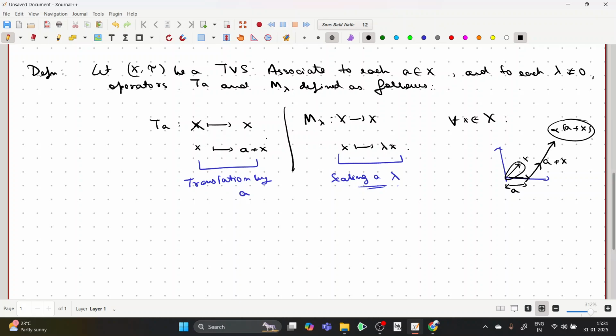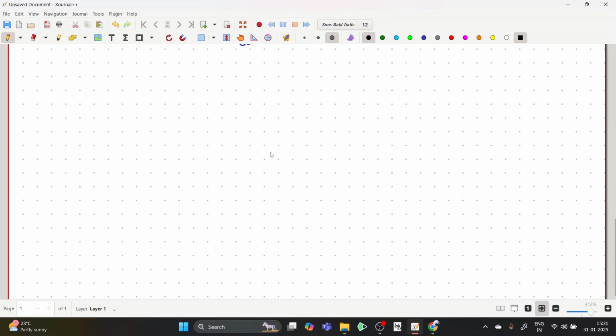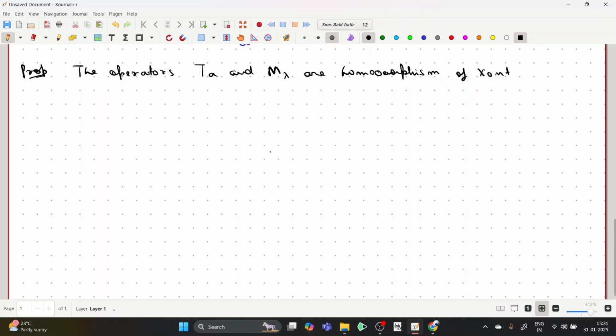Immediately after this definition we will get a very important proposition, which says that the operators T_a and M_lambda are homeomorphisms. We can obviously talk about homeomorphisms because we have X endowed with a topology. T_a and M_lambda are homeomorphisms of X onto X.